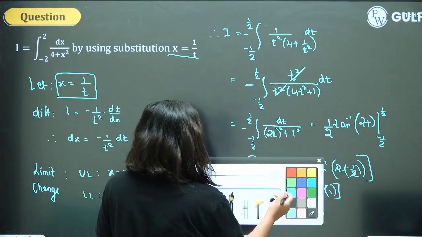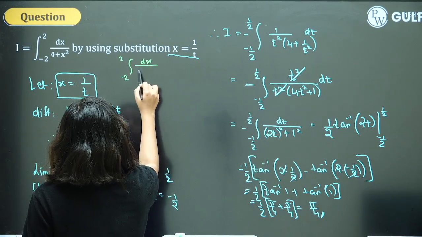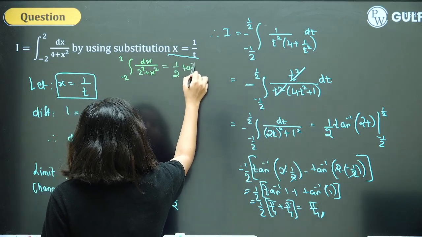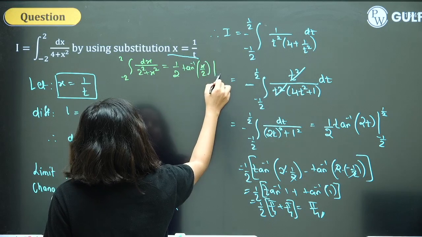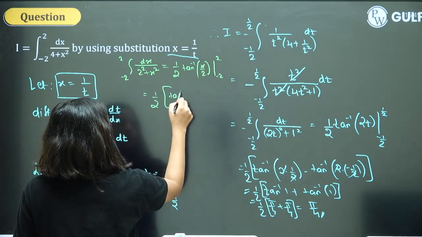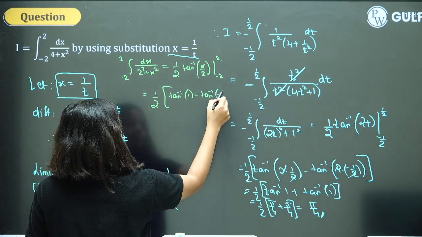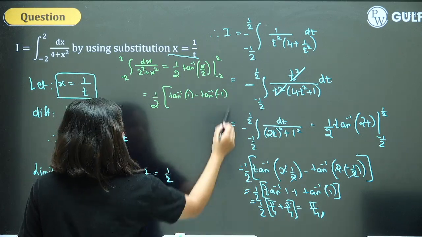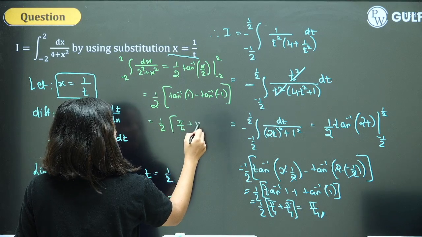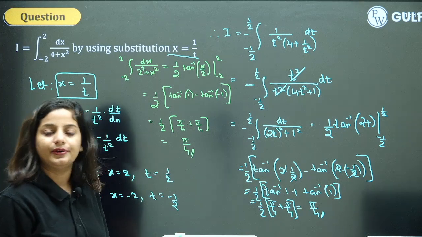Well, the direct way would have been simply integral minus 2 to plus 2 dx upon 2 square plus x square. Formula is 1 upon a tan inverse of x upon a from minus 2 to plus 2. That is half. Put the upper limit. In place of x, you will put 2. Minus, in place of x, you will put minus 2. This minus will come out, half of pi by 4 plus pi by 4. Pi by 4 is the final answer.